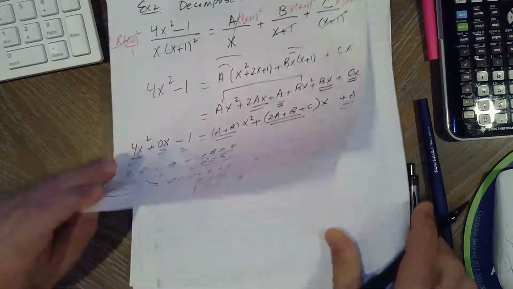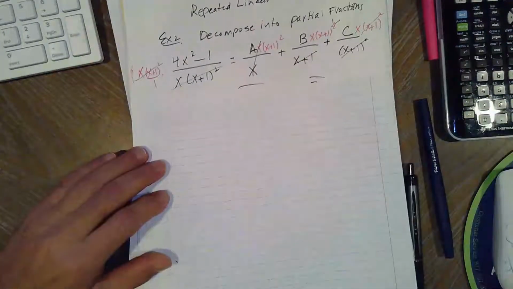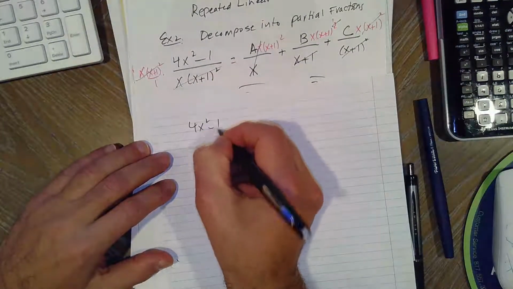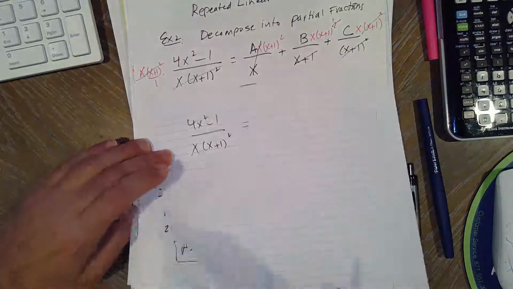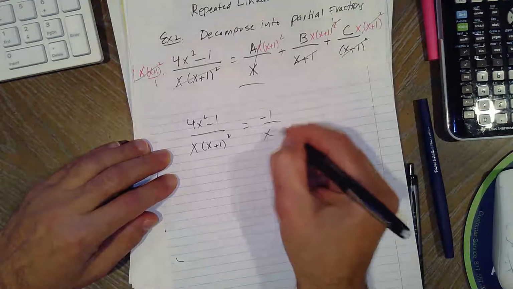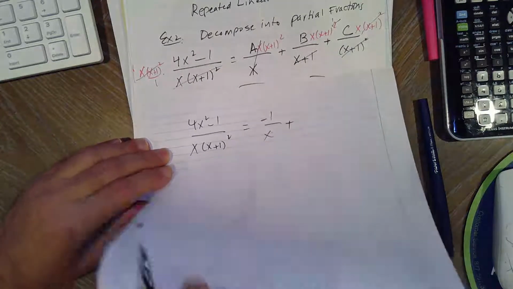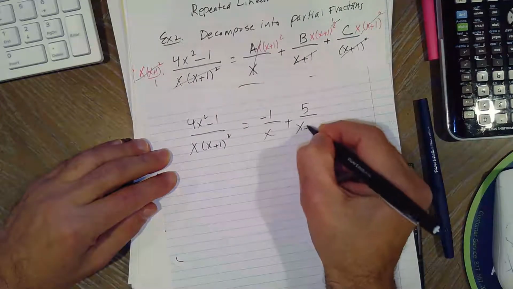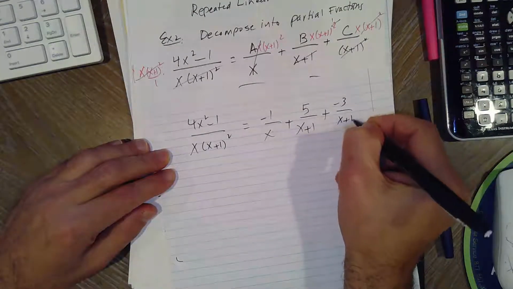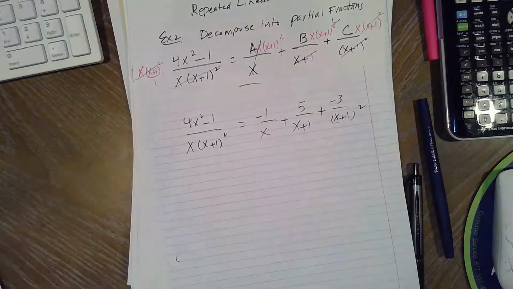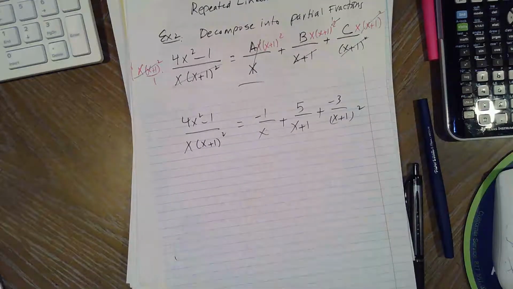And now we have to write out the problem. So 4x squared minus 1 over x times x plus 1 squared equals a, which is negative 1 over x, plus b, which is 5 over x plus 1, plus c, which is negative 3 over x plus 1 squared. And that's how this fraction can be broken down.